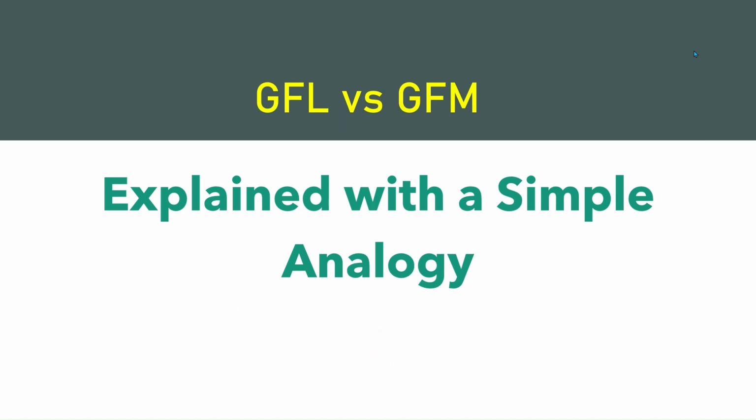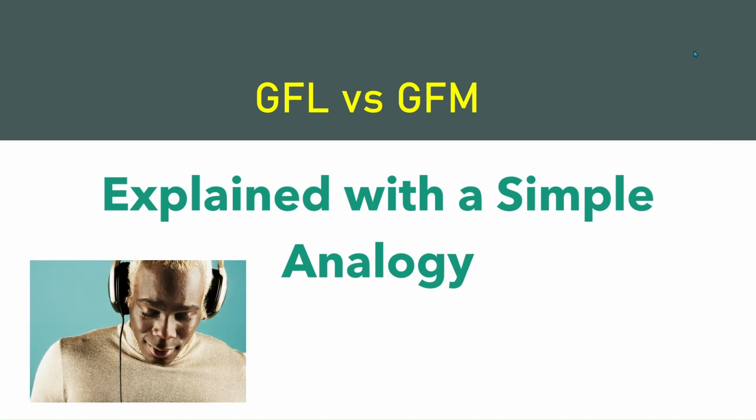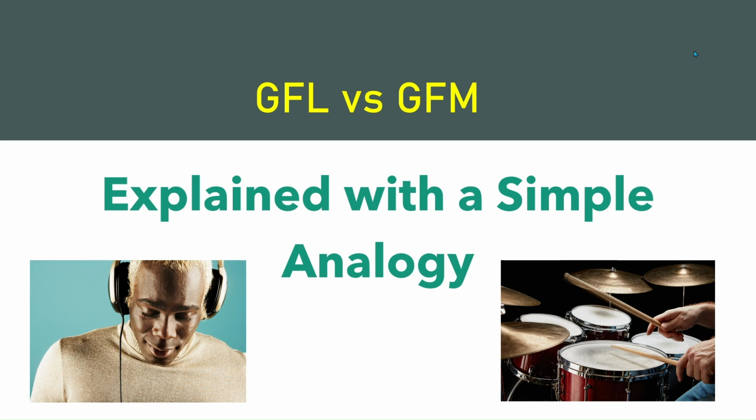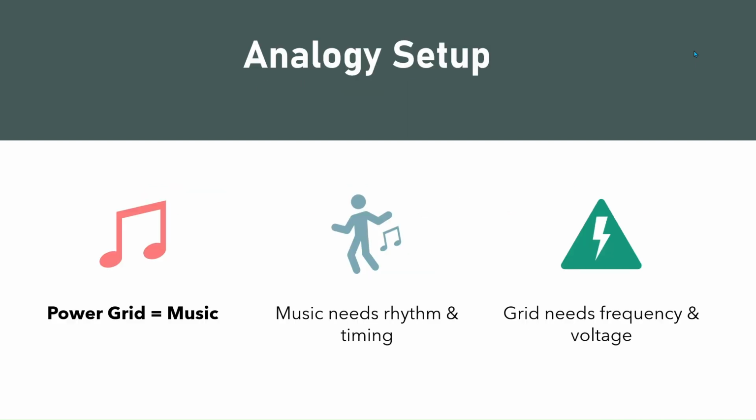Before going on to the technical terms, let us first understand a simple analogy. Think of a power grid like music. Music needs rhythm and timing. Similarly, power grid needs frequency and voltage. First, let us see grid following inverter.